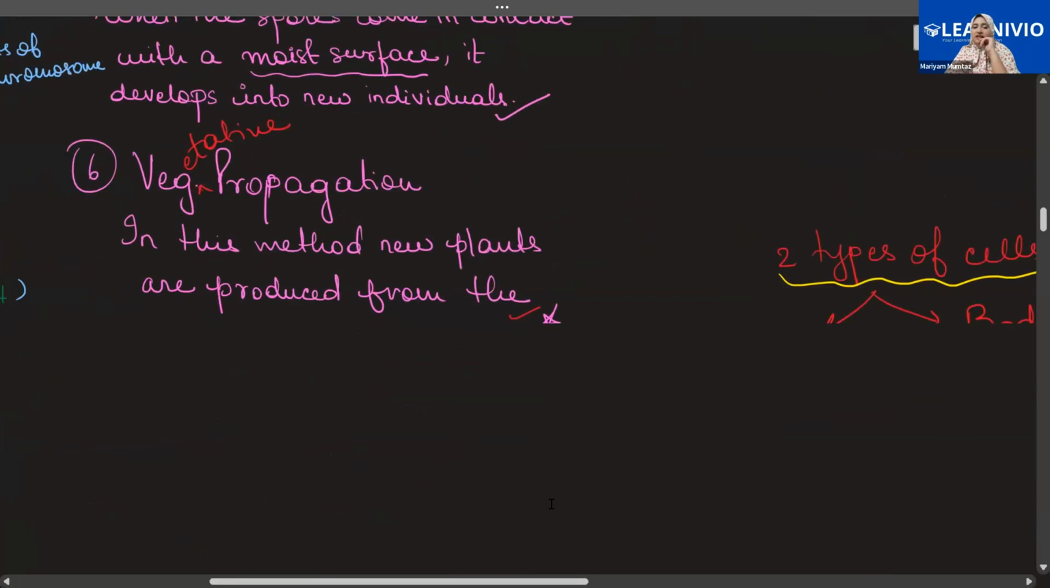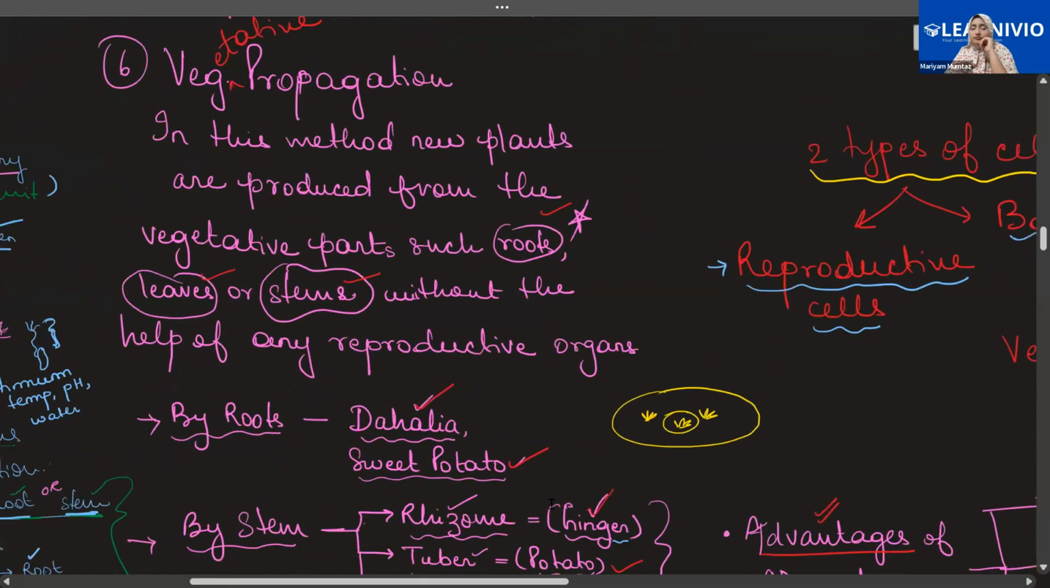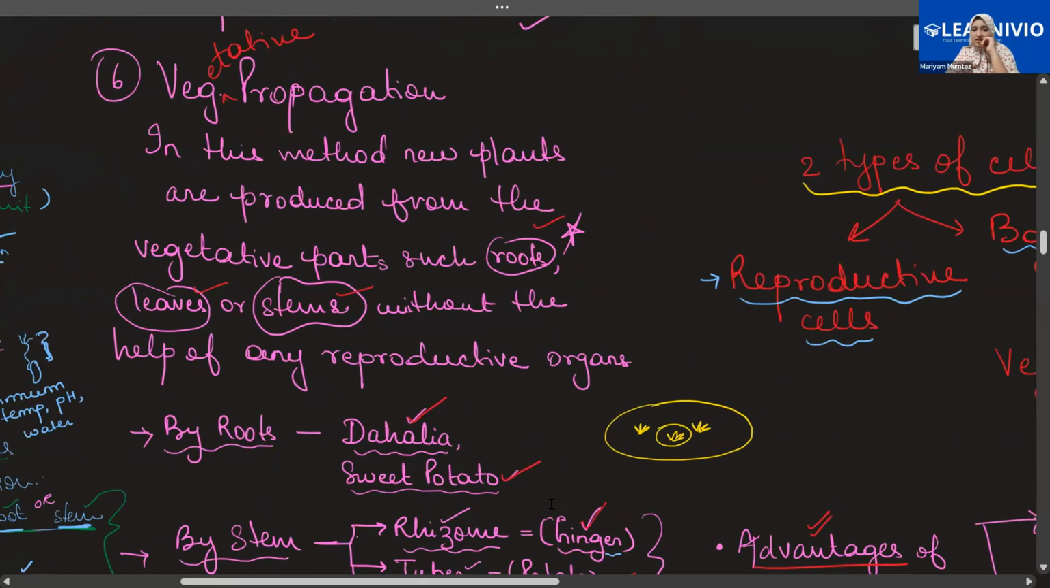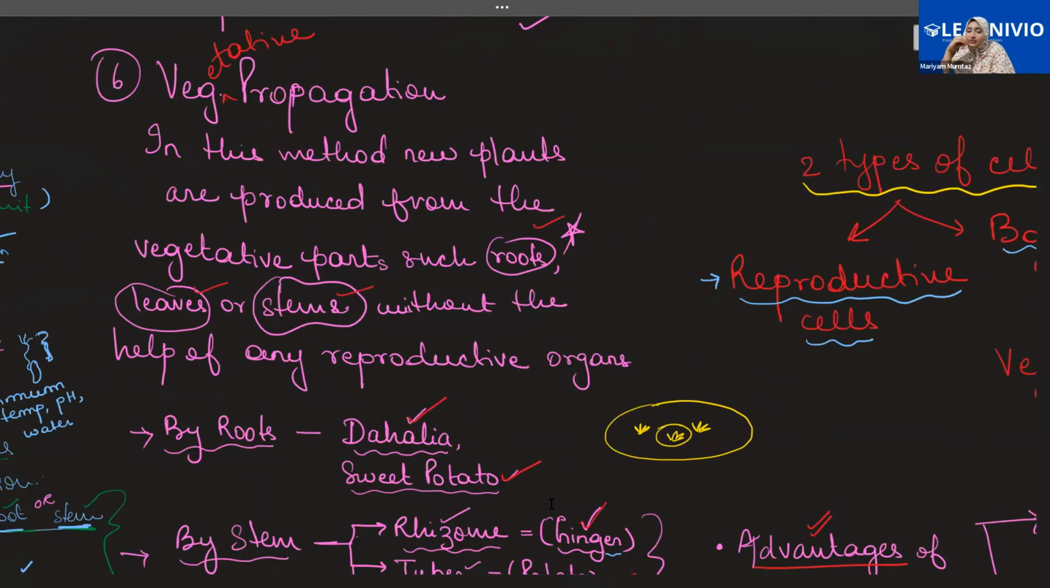Now moving on to vegetative propagation. In this, what happens? Certain parts of the plants are used for reproduction. It is sort of a little bit like regeneration, a very tiny bit. Some cells are present in plants that have the potential of dividing a lot. So we use the plant parts or vegetative parts.